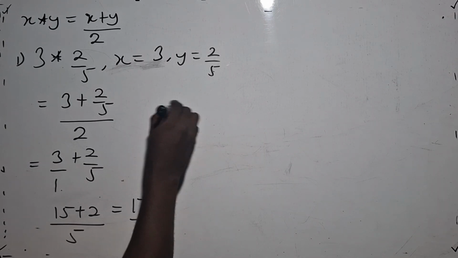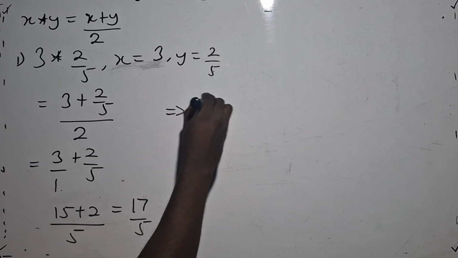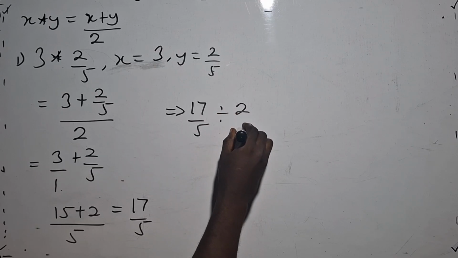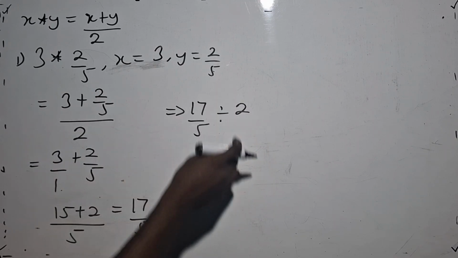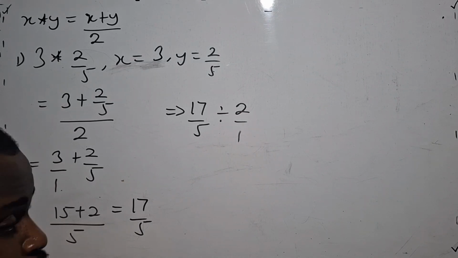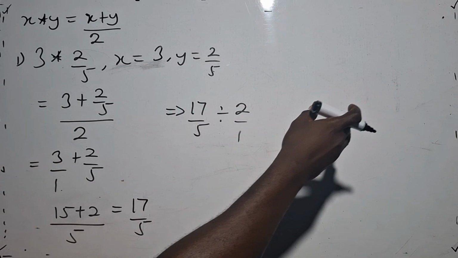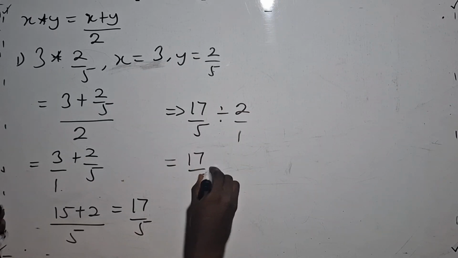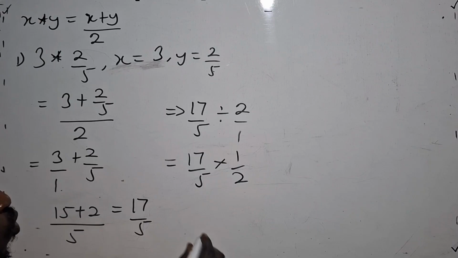So follow closely as I continue. So I have 17 on 5 divided by what? 2 is division. So I can write it like this. I write this one over 1. Division of fractions will change to multiplication with the second one. The second fraction, you turn it upside down. So I have 17 on 5 times 1 on 2.